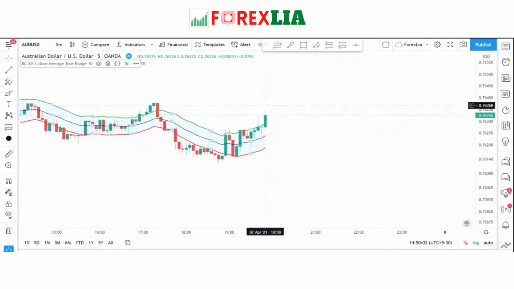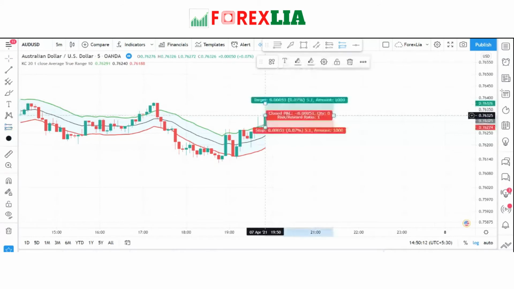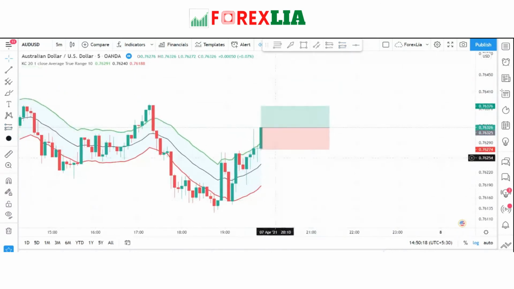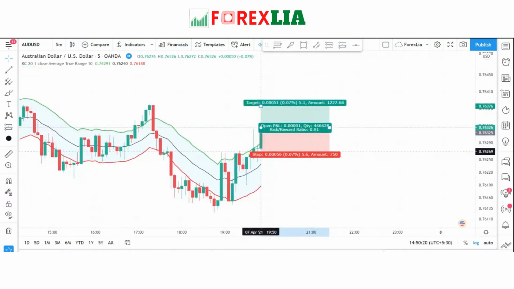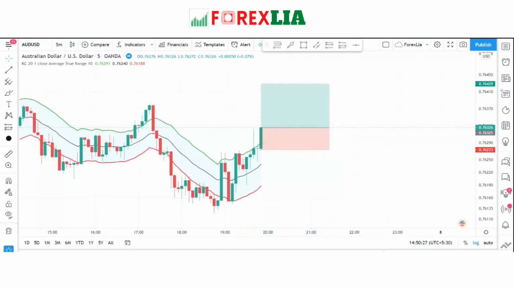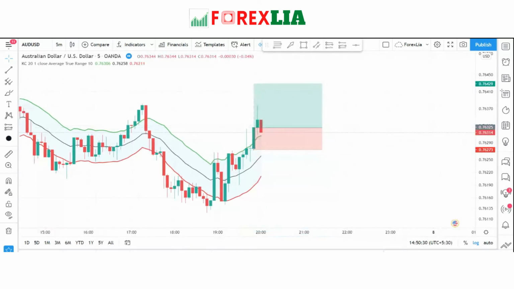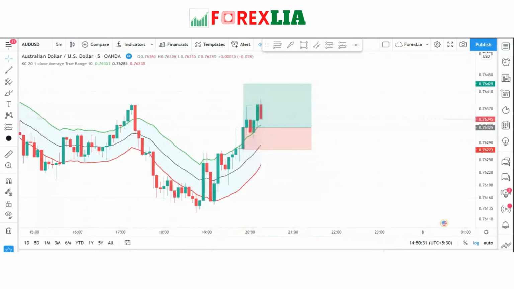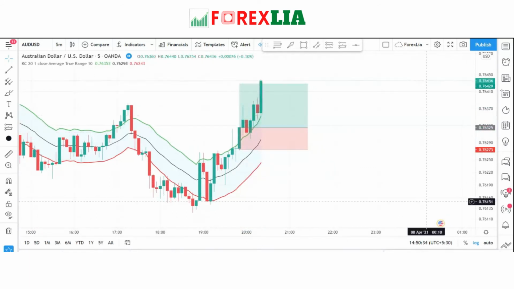Now here is the indicator buy signal confirmation. We place a buy trade here. Set the stop loss at the low point of the candle. Set the profit target at 1:2. We won this trade.